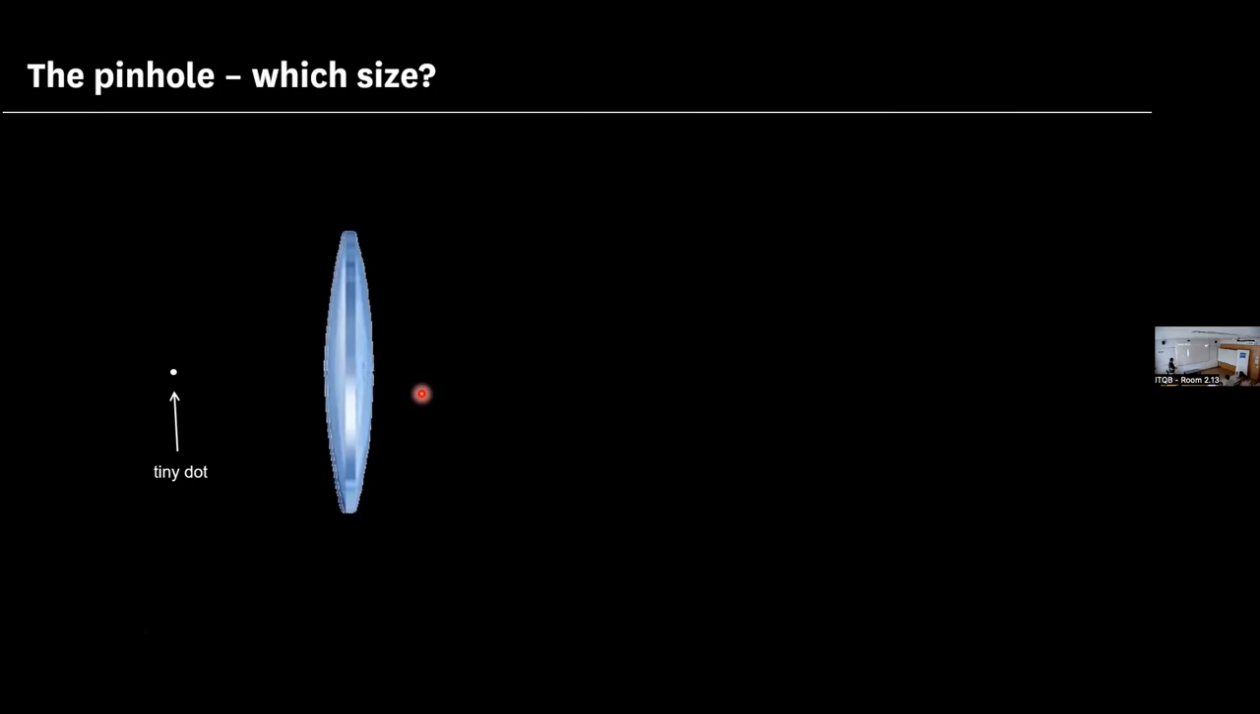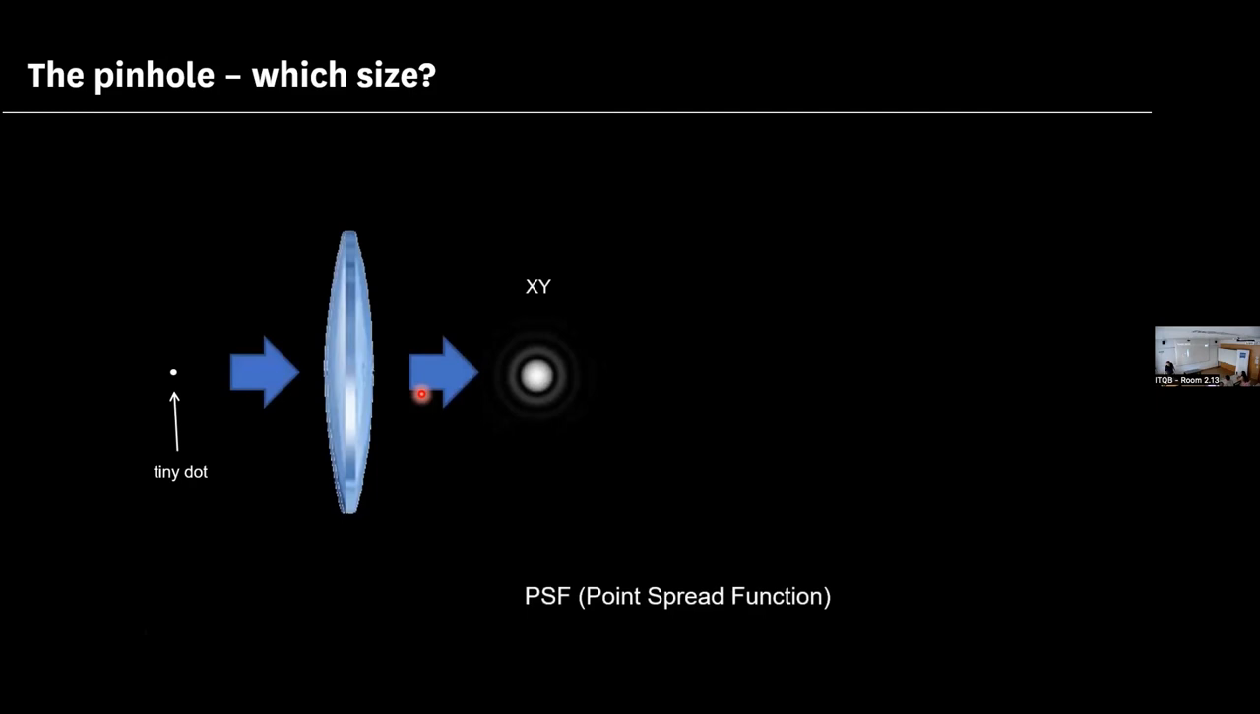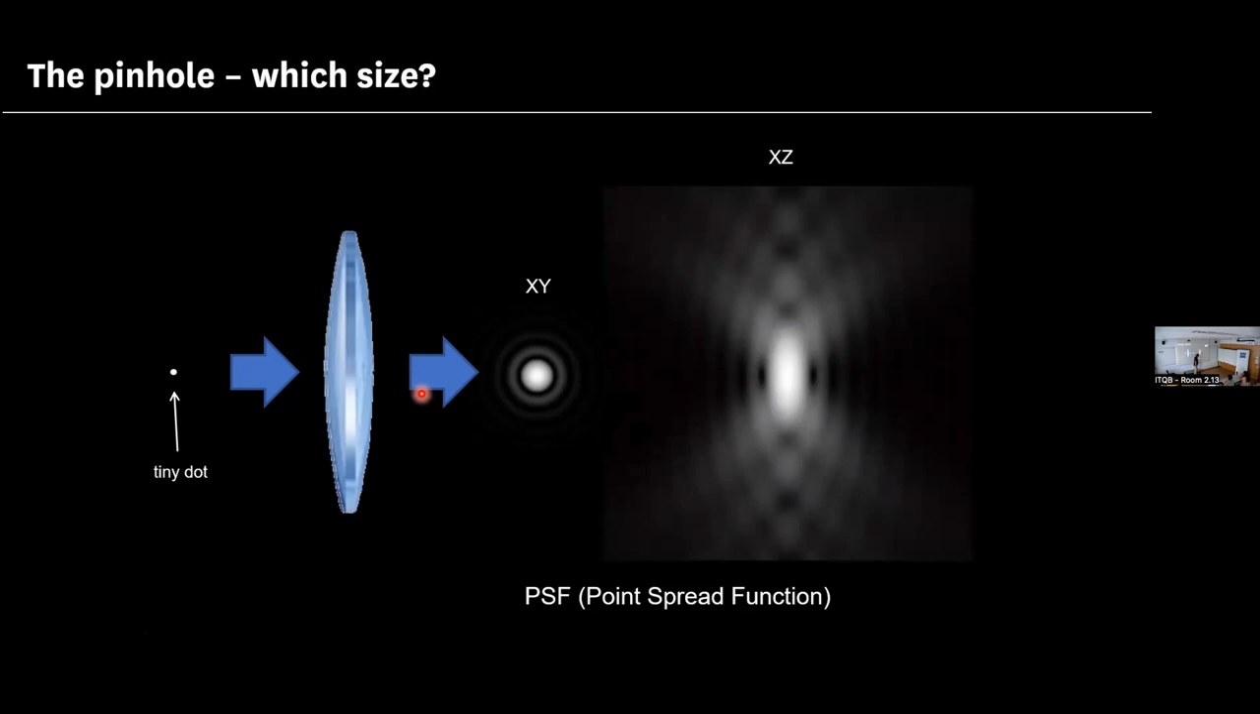I'm sure you've heard about the point spread function and the resolution of a microscope, right? You know that if we have a tiny dot, just a single molecule emitting fluorescence, the image of this point through an objective will not be a point. It will be a pattern of interference called the point spread function. This is what it looks like in X and Y, and there it is. And in 3D, it has this beautiful shape where you see patterns of light and shadow of interference caused by diffraction. You've seen this, right?